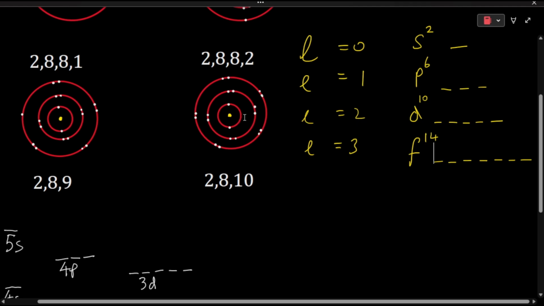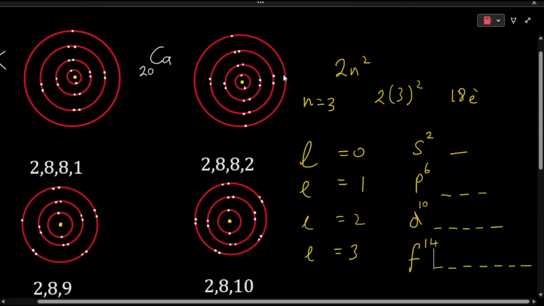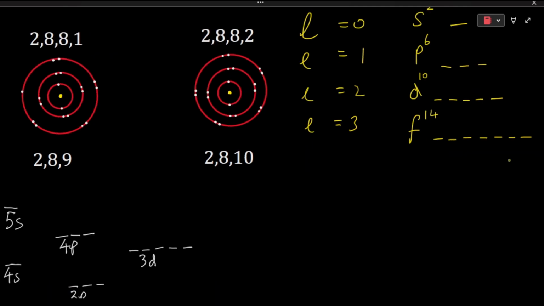Now, the further you go away from the nucleus, the higher the energy level of the shell. The fourth shell has a higher energy level compared to the third, the third shell a higher energy level compared to the second, and the second principal quantum energy shell has a higher energy level compared to the first energy shell, which is the lowest and the closest to the nucleus.